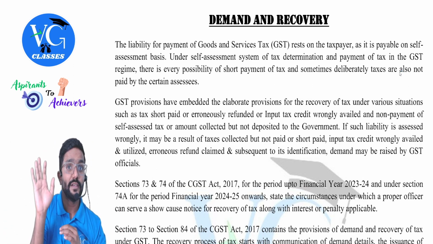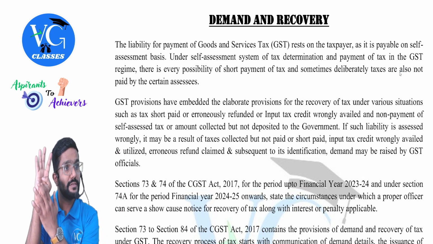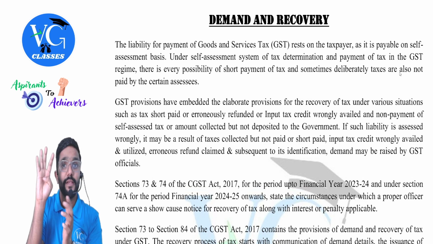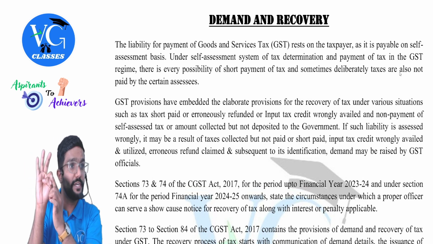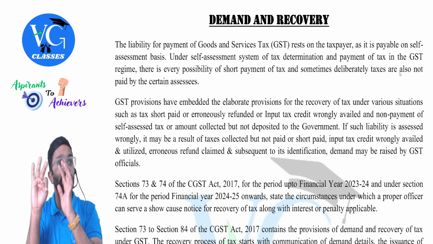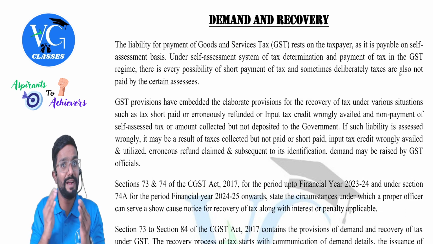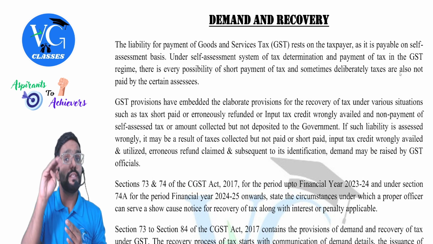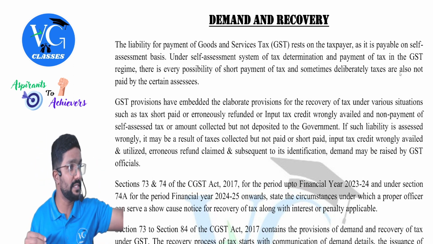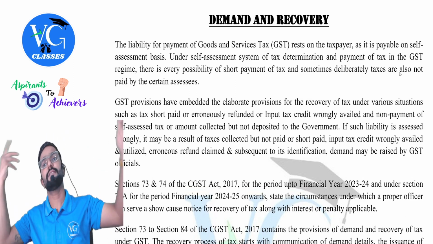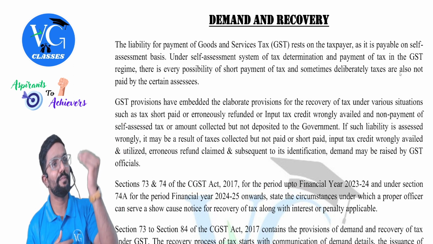I repeat, listen here. If you pay whatever you are supposed to pay before receiving notice, then a different penalty. If you pay after receiving notice but within 30 days, a different penalty. After 30 days, a different penalty. Then one final order will be passed for demand and recovery. After the order is passed, within 30 days of passing the order, if you pay, then the penalty is different. After 30 days, then the penalty is different. Clear? So the earlier you pay, the less penalty you will pay.